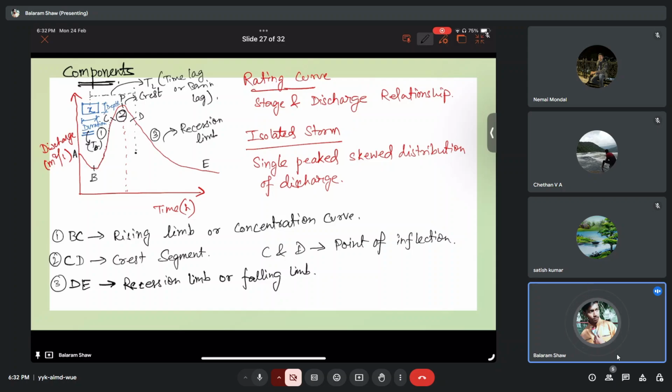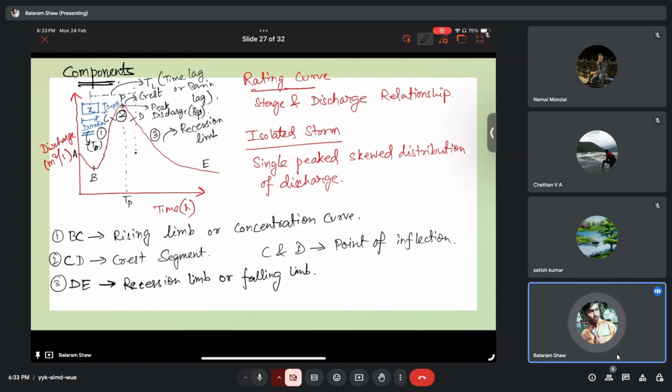Next is time to peak. So time to peak is easy. So here we can write TP. The time at which the curve or the hydrograph attains the peak discharge, we call it time to peak. So TP is the time to peak, and the discharge that you get at time to peak is the peak discharge. This is also one of the key elements, and we denote it as QP or something like that.